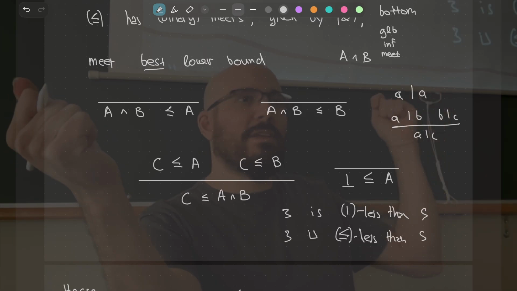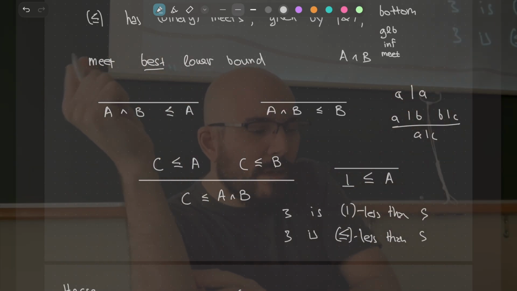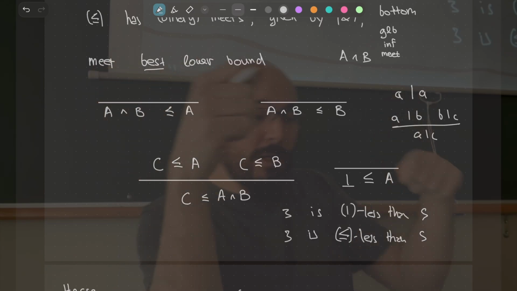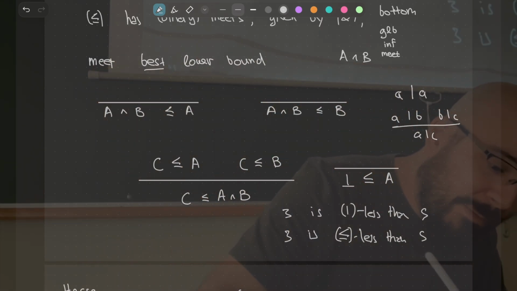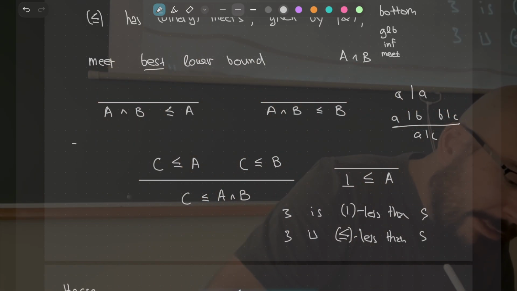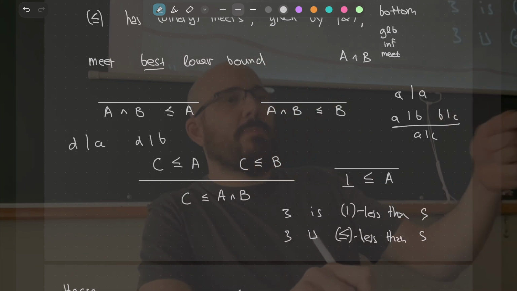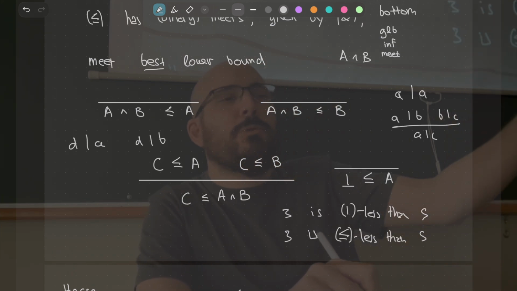Help me, somebody. Yes, Sotiris? It divides both. Yes, so if it's a lower bound of A and B, let's call it D, it divides A, and it also divides B. And also, it is the best. So how would we call it so far?